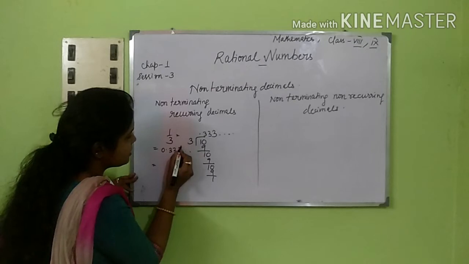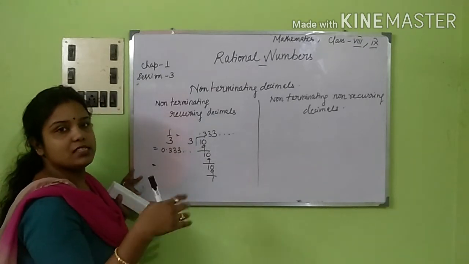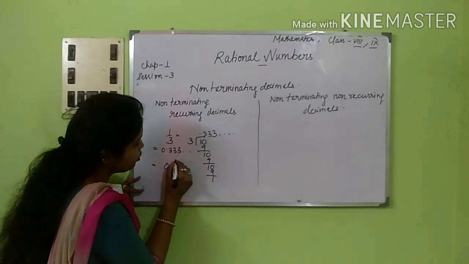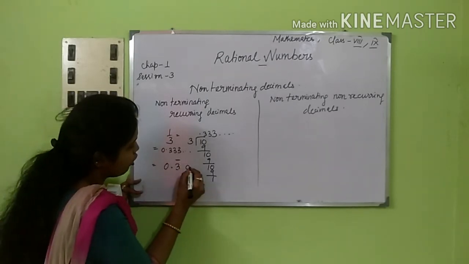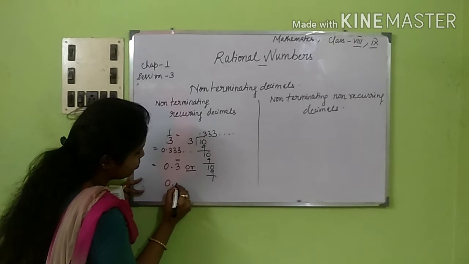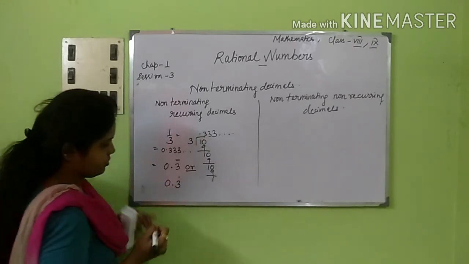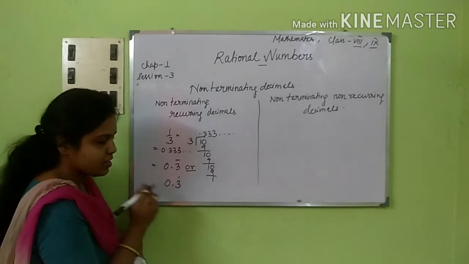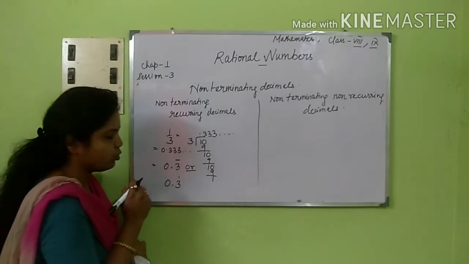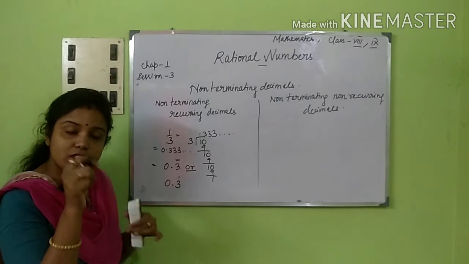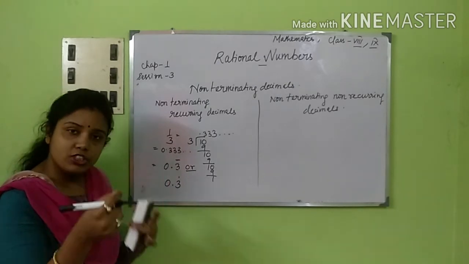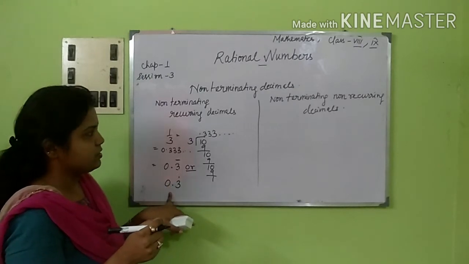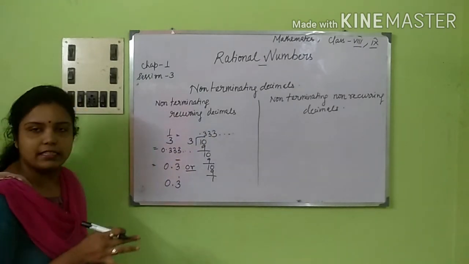In that case, since this 3 is repeating itself so many times, we can write it this way. Either put a bar above the 3, or we can write 0.3 with a dot above the 3. Either a bar above it or a point over it. Please remember, over the digit which is repeating. So this is an example of a non-terminating recurring decimal.